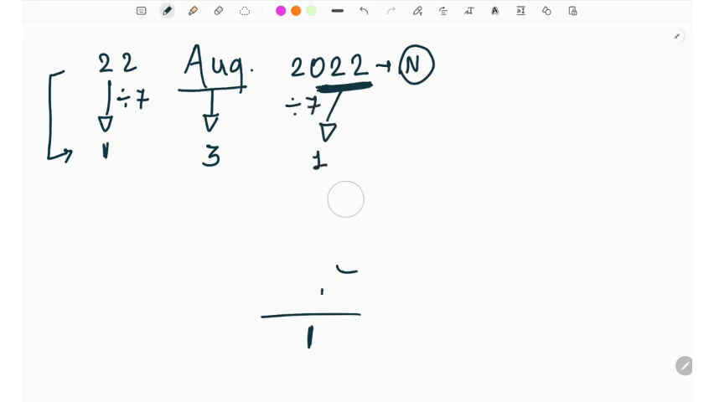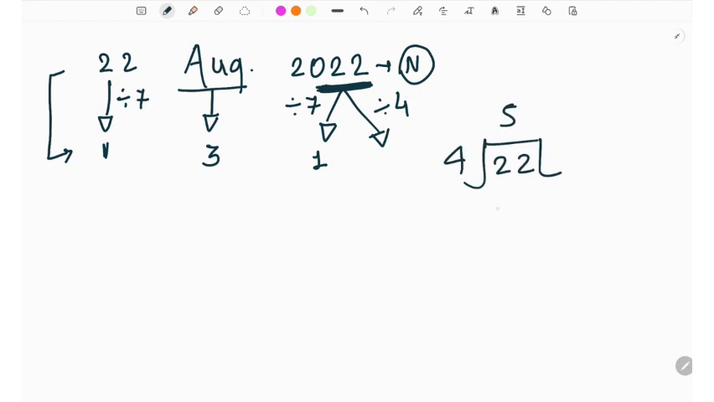Correct? So always consider the remainder whenever you are dividing by 7, and when you divide the number by 4, consider the quotient. Now divide 22 by 4. So 4 5s are 20. So what is the quotient over here, student? Quotient is 5. So 5 is the quotient.